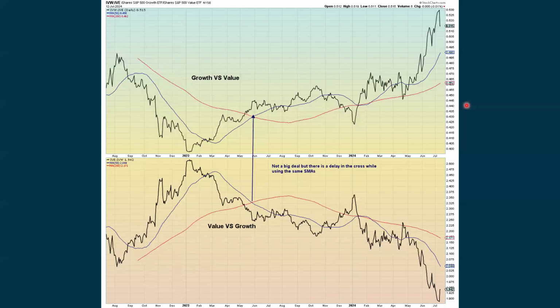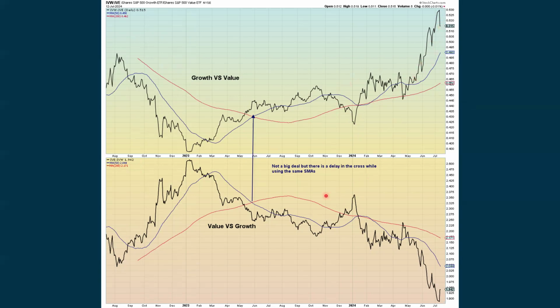Where this can get very helpful is when we do ratios between the two. We do a growth to value ratio on top, and it did come down because we're seeing a little bit of resurgence in value, at least in Friday's session. But growth has been outperforming value, and that's what you see in a more positive environment.